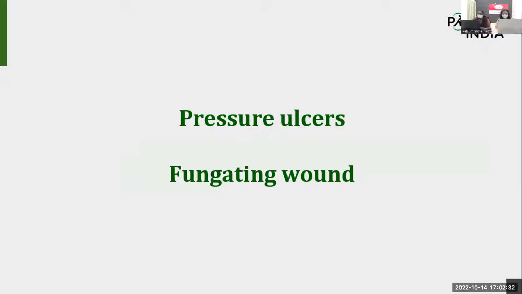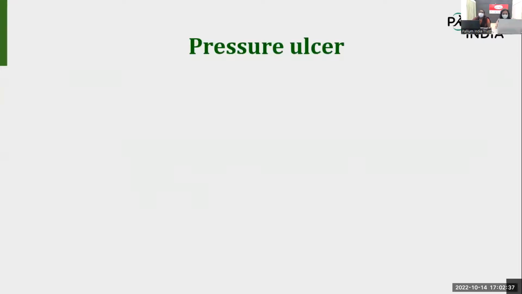So first we are going to learn about pressure ulcer. There are three major causes of pressure ulcer. One is unrelieved pressure, and the other one is friction. The third one is moisture. These are the three major causes of pressure ulcer. So what is pressure ulcer? Can anyone say what is pressure ulcer?